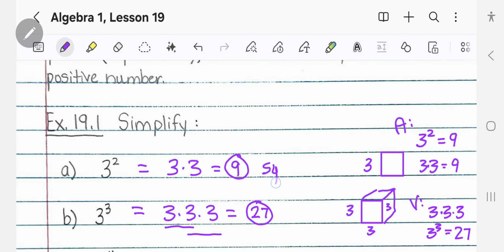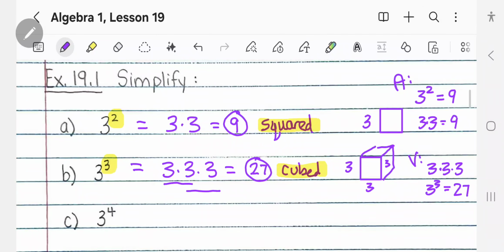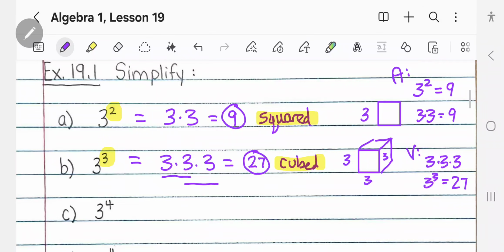So I'll write those here in case you aren't familiar with those. But that's what we call, if it's to the second power, we say squared. To the third power, we say cubed. Or you can just say 3 to the third. For C, 3 to the fourth, the base is 3, and we're going to be multiplying it a total of 4 factors. 3 times 3 is 9, times 3 is 27, times 3 is 81. And we don't have a special name for a fourth.